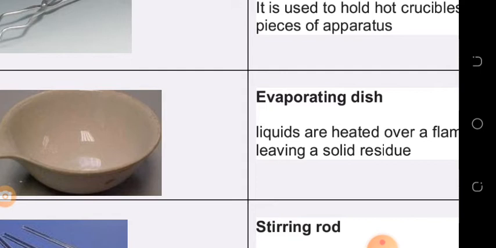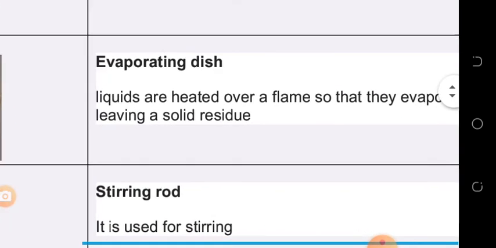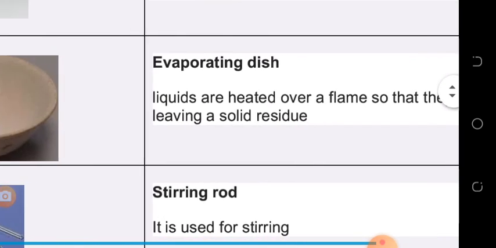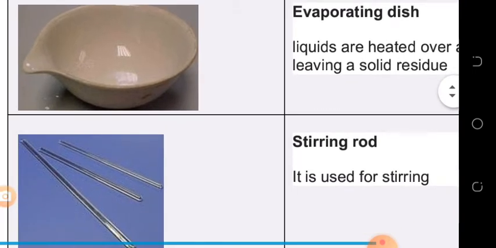Evaporating dish: liquids are heated over a flame so that they can evaporate, leaving solid residues. For example, this is mostly used in heating or evaporating a mixture of salt and water. So here the water will evaporate and you remain with some crystals of salt.